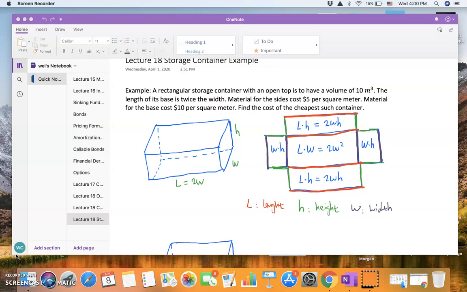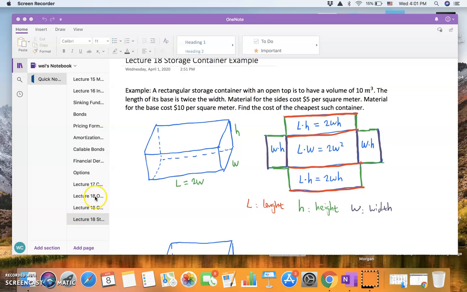Here we have another example. A rectangular storage container with an open top is to have a volume of 10 cubic meters. The length of its base is twice the width. Material for the sides costs $5 per square meter. Material for the base costs $10 per square meter. Find the cost of the cheapest such container.